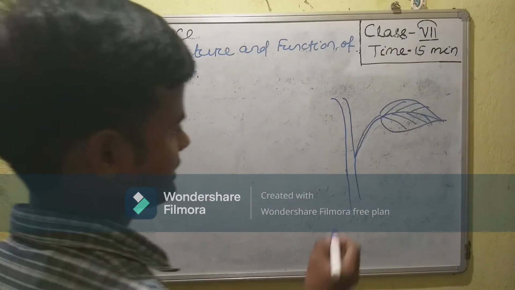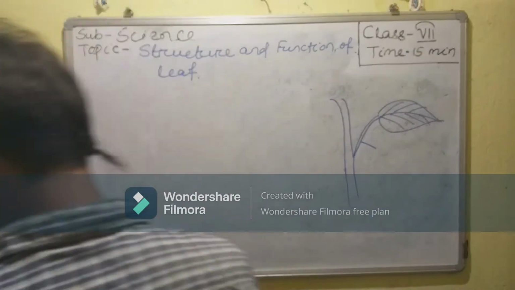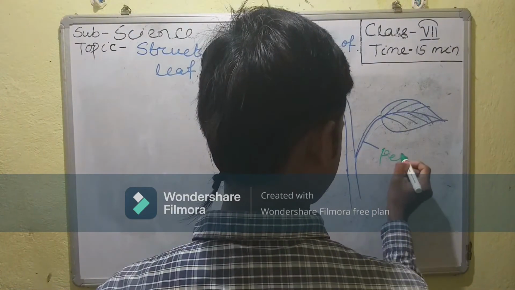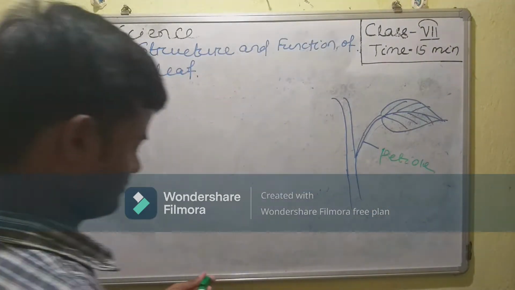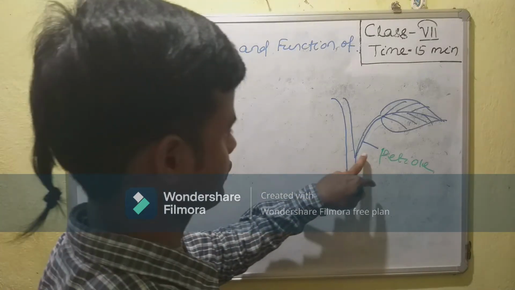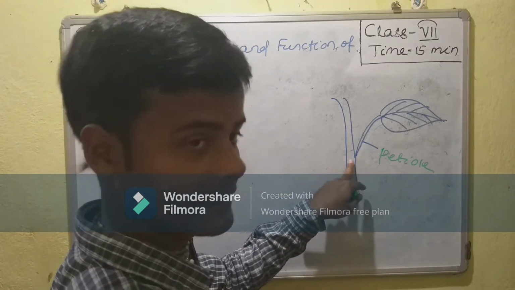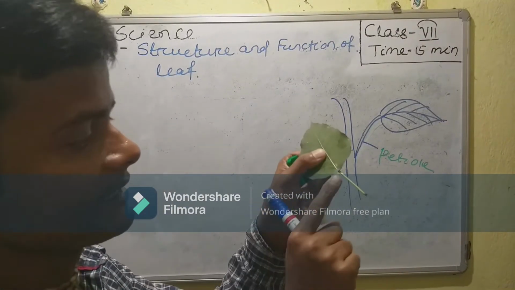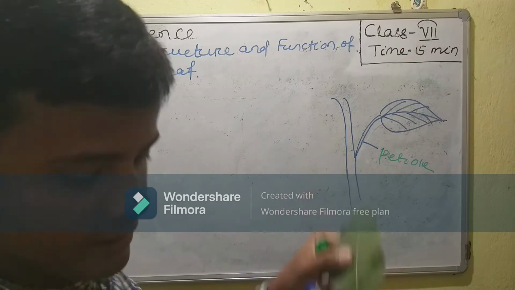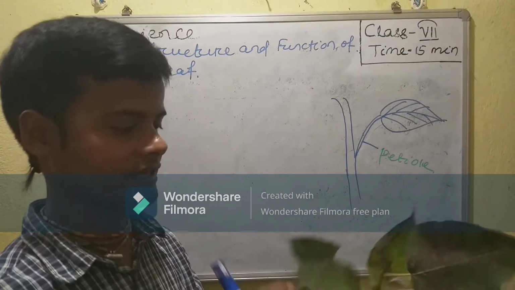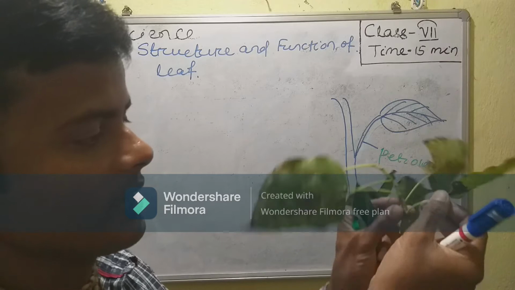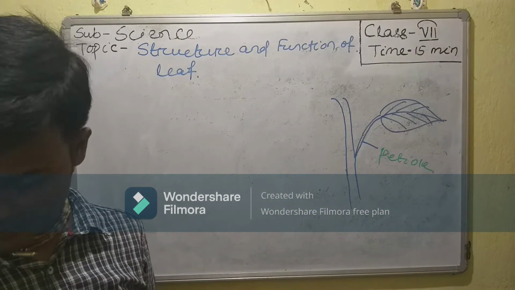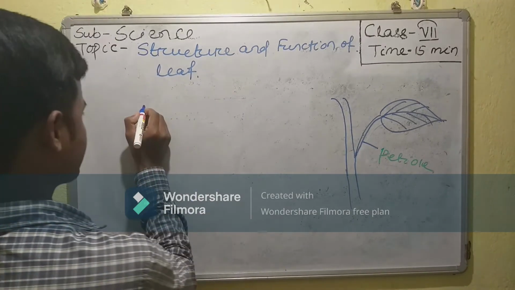The first part of the leaf is known as petiole, right? The part of the leaf which is directly attached to the stem is known as petiole, right? You see this, it is known as petiole, which is directly attached to the stem. So you can write in your copy, the parts of the leaf.